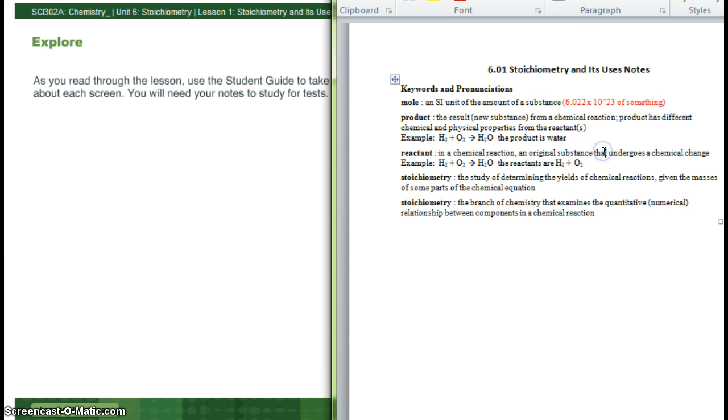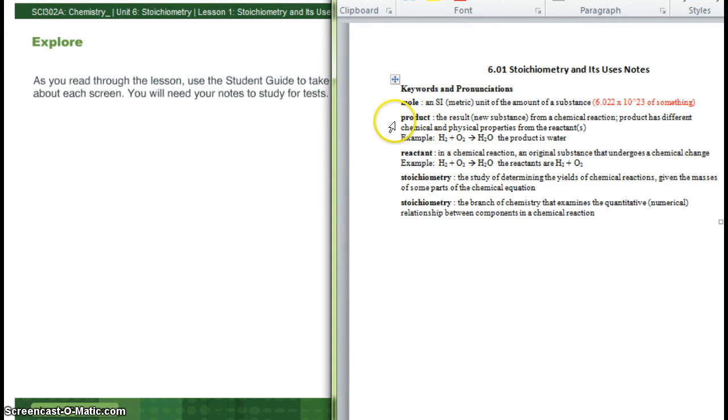So I'm putting them in red. The mole is an SI unit. SI means System International, which is international system or metrics. Okay, so it's a metric unit of the amount of substance. Specifically, it's 6.022 times 10 to the 23rd of something.